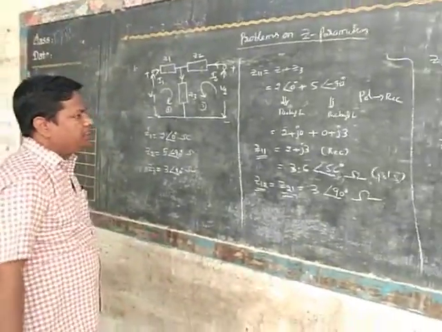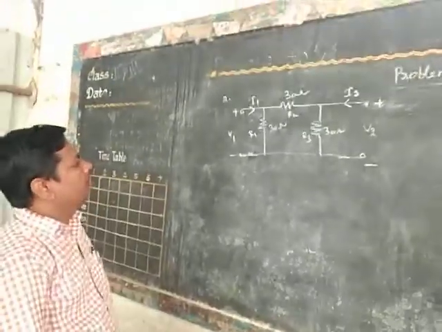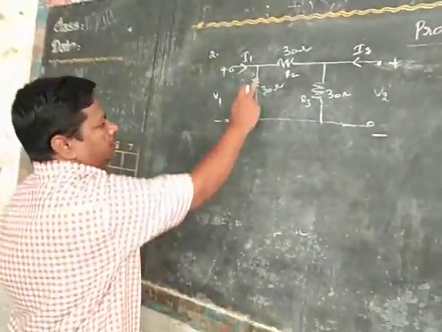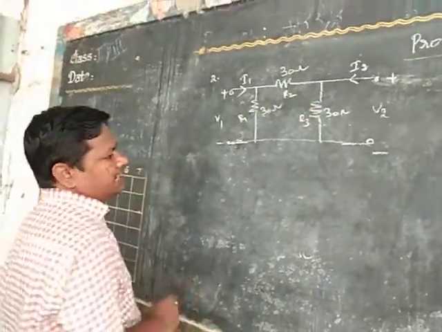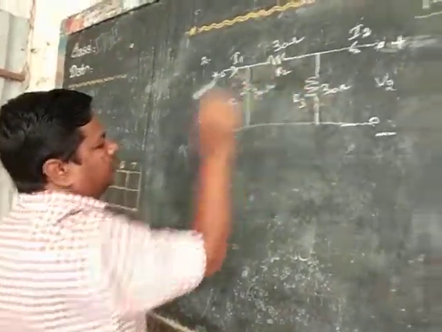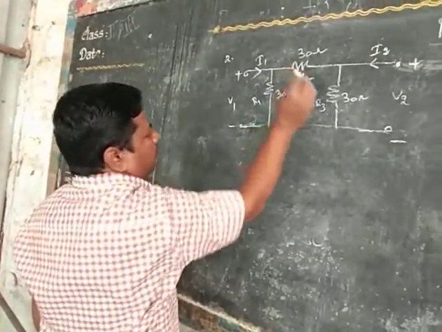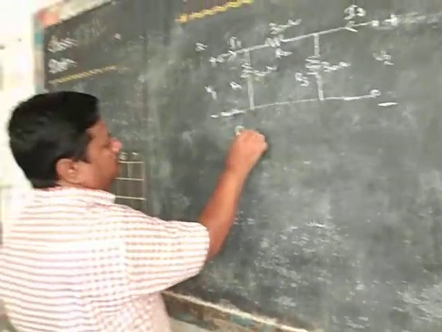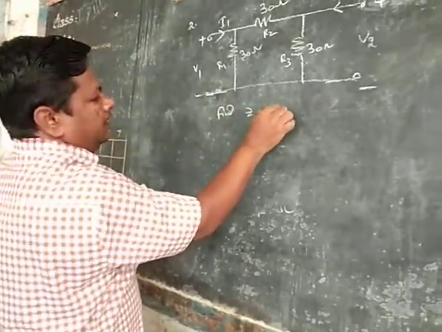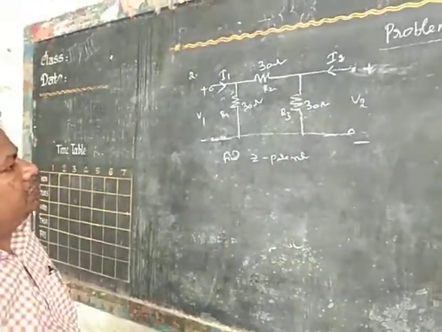This is the first problem. Then we go for the second problem. Second problem. So this is the pi network in the shape of pi. For our simplicity, all values are the same: 30 ohm, 30 ohm, 30 ohm. Resistor R1 30, R2 30, R3 also 30 ohms. Find Z parameters for the above circuit.